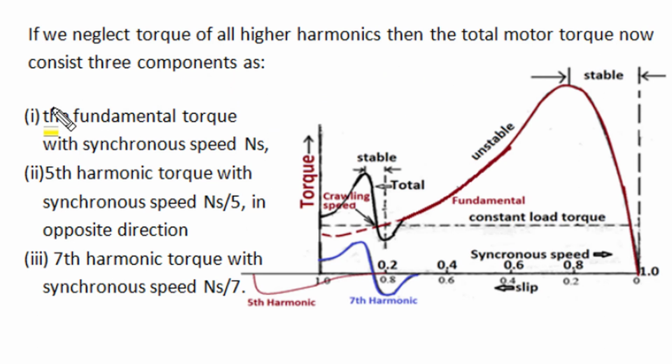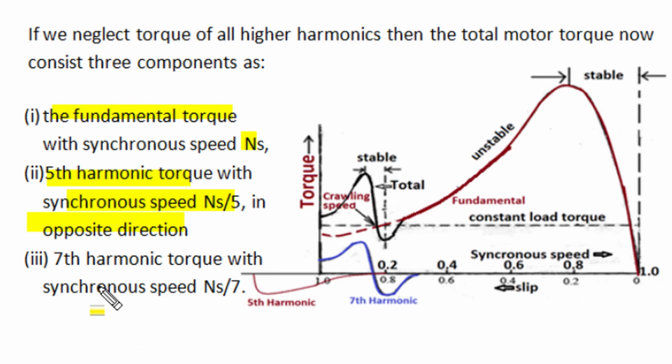One is fundamental torque, which is produced by the fundamental number of poles and rotates with synchronous speed ns in one particular direction as per phase sequence. There is fifth harmonic torque produced by the fifth space harmonic flux wave, which has 5 times the number of poles compared to the fundamental pole number, so its synchronous speed is ns by 5, and as it has opposite phase sequence, its direction of rotation is also opposite to the direction of fundamental MMF rotation.